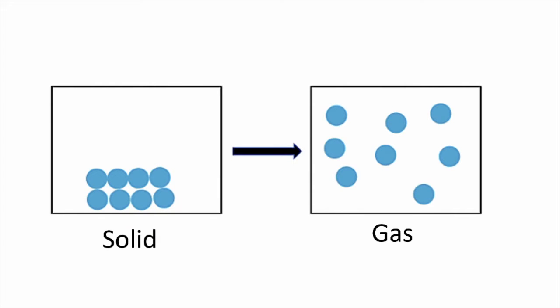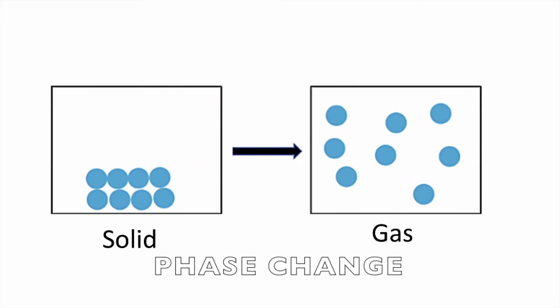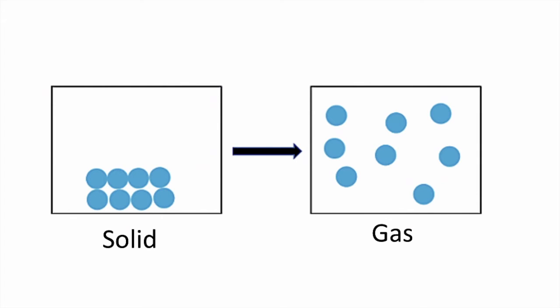Let's look more closely at physical changes on the particle level. This is a particle model of a phase change. It is a solid going to a gas. That would be sublimation. You can see that the particles themselves don't change, just their organization.